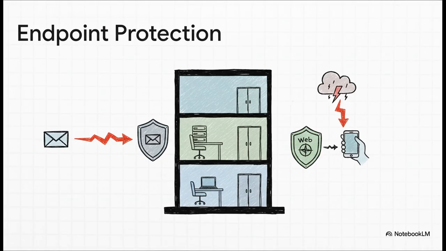Now we have to protect all the individual offices inside the building, what we call the endpoints. These are your laptops, your servers, your phones. And they are huge targets, especially for attacks that sneak in through email or just by browsing the web. That's where these specialized tools come into play. An email security appliance, or ESA, to scan and filter every single piece of incoming mail, and a web security appliance, or WSA, to act as a watchdog for web traffic, blocking malicious sites.